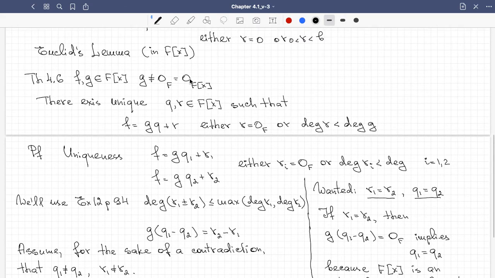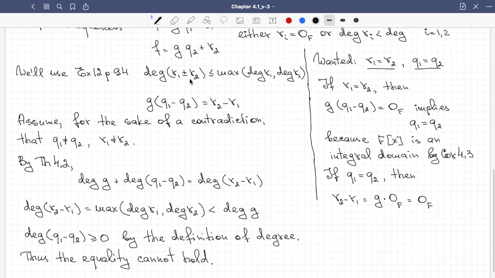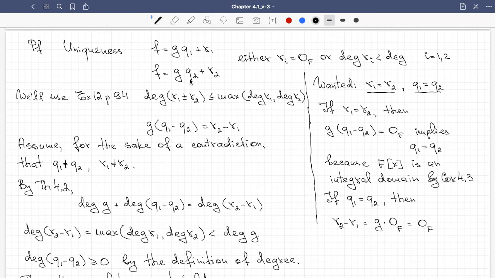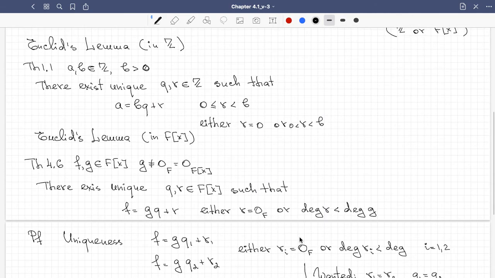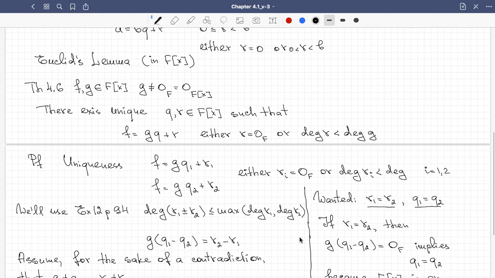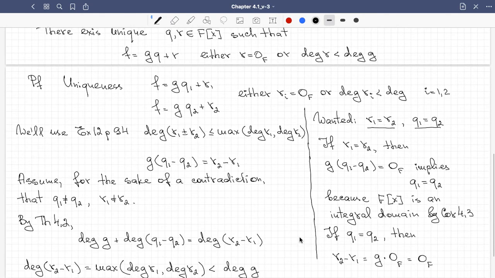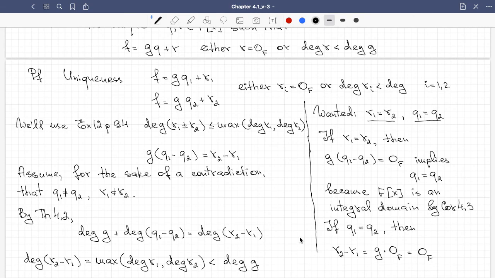Now I want to attract your attention to how similar the proof of uniqueness is to our proof of uniqueness in theorem 1.1. Basically, this is absolutely the same proof, with the only difference that we use degrees instead of absolute values.